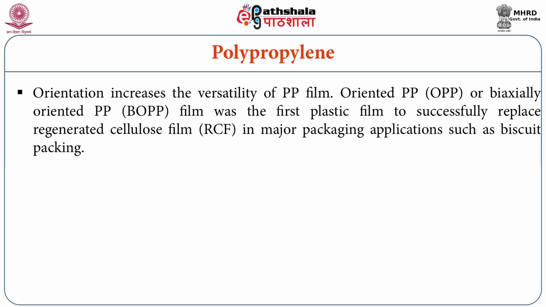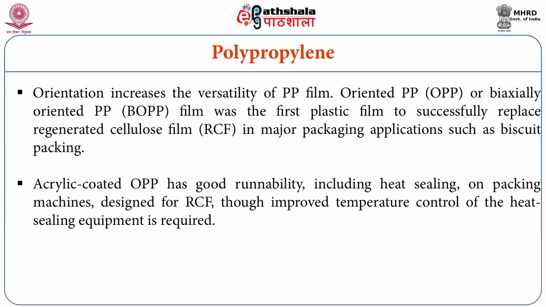Oriented polypropylene or biaxially oriented polypropylene film was the first plastic film to successfully replace regenerated cellulose film in major packaging applications such as biscuit packing. Acrylic coated oriented polypropylene has good runnability including heat sealing on packing machines designed for regenerated cellulose film, though improved temperature control of the heat sealing equipment is required.